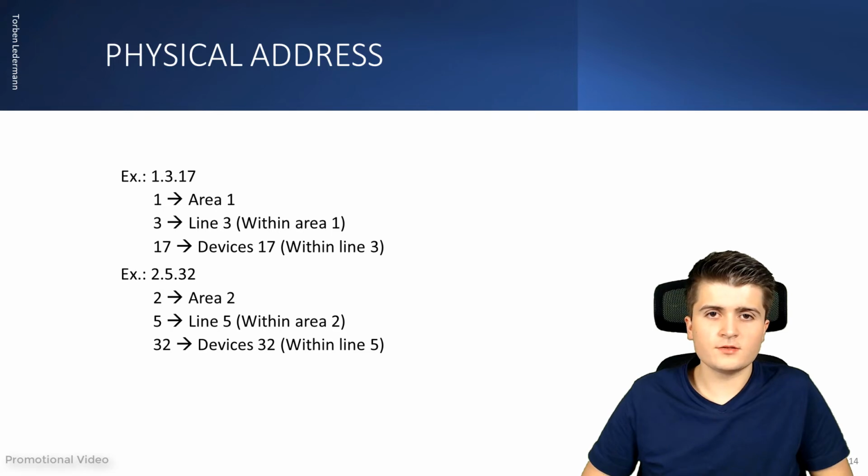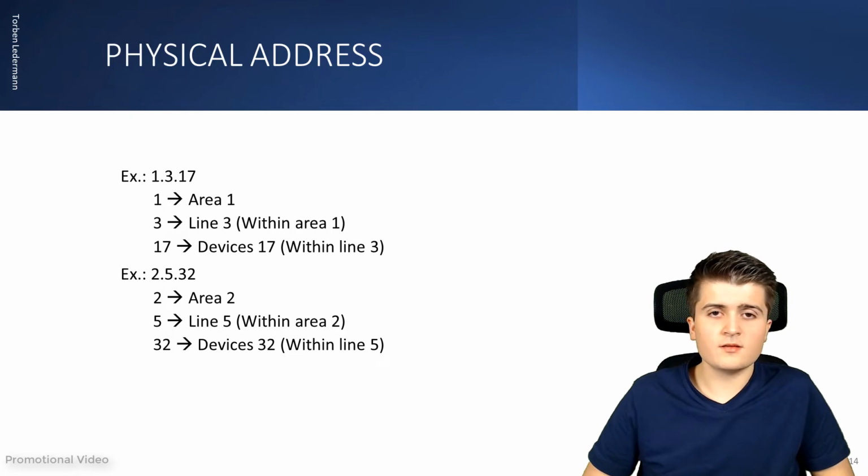Now the first address you see here is 1.3.70, so that means that the device sits in the area with the number 1, in line 3 of area 1, and it has the device ID 70. Now this doesn't mean that it is the 70th device of this line, it simply means that this device has this number, because you can freely assign this number.